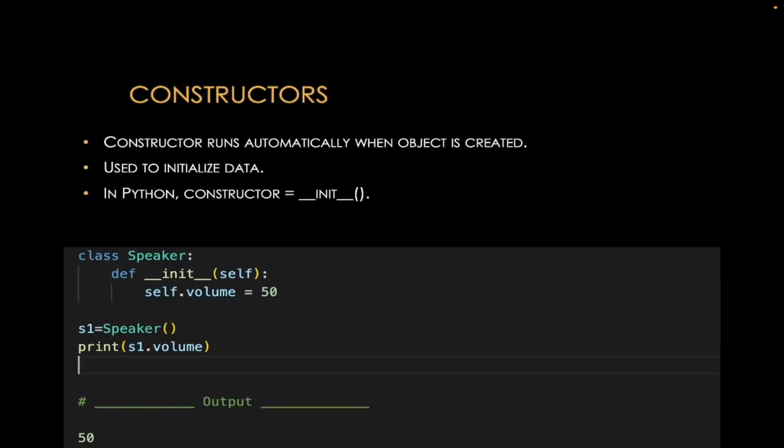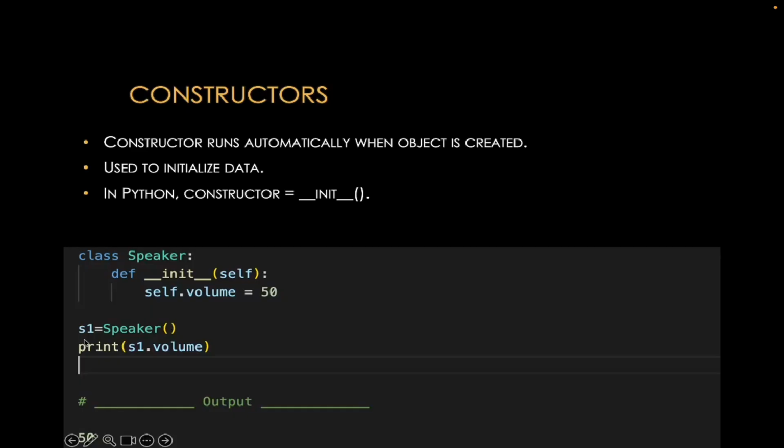Constructor. What is a constructor? A constructor is a method which will be invoked automatically whenever an object is initialized. Generally, we use the constructor to set the default values. In Python, there is a method __init__, in small case, if you see. This __init__ method will be used as the constructor and it will be invoked automatically.